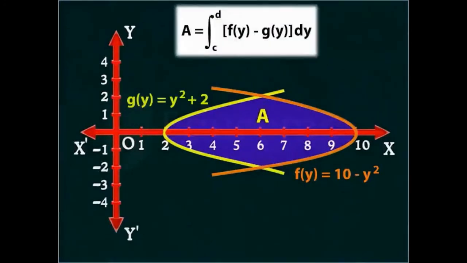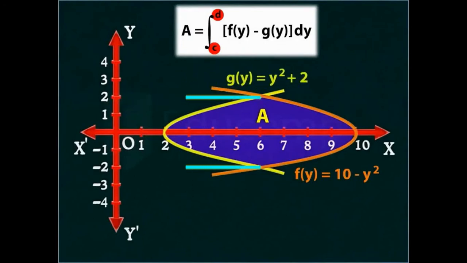Now, we need to find the values of c and d. When both curves are functions of y, we draw two horizontal lines through the point of intersection of the two curves to intersect the y-axis at two distinct points. Of these points, the value of y at the lower point represents the value of c, and the value of y at the upper point represents the value of d.